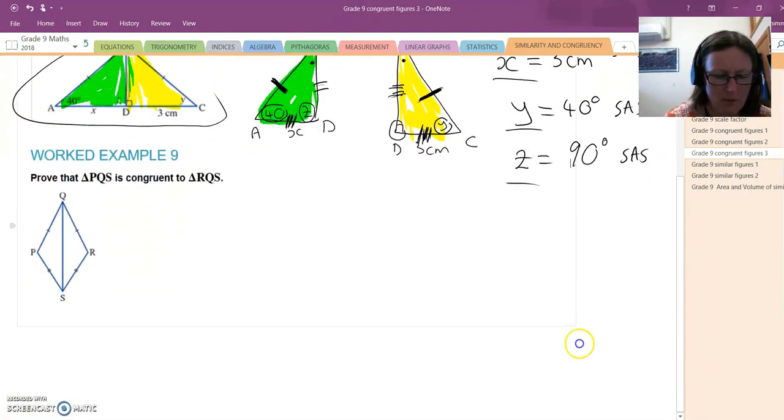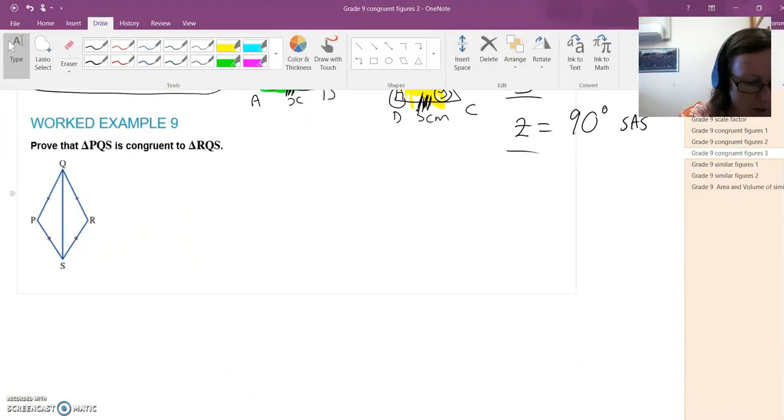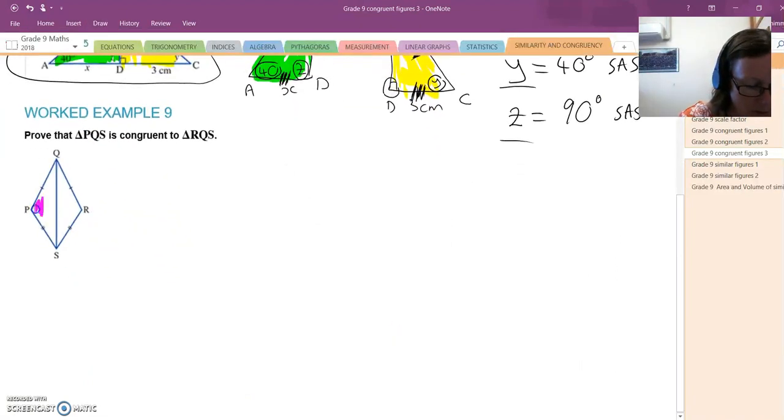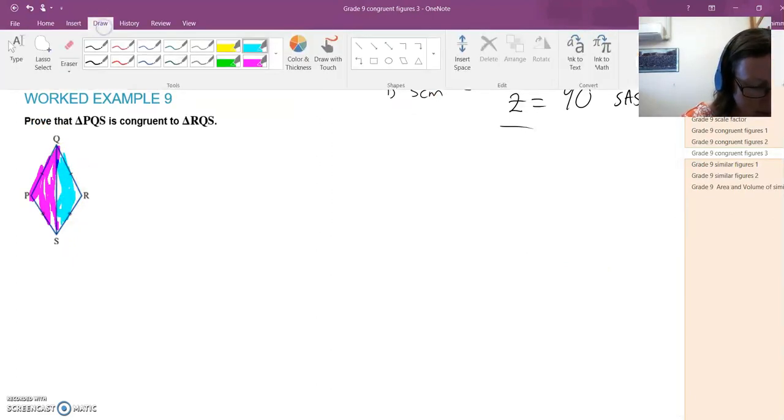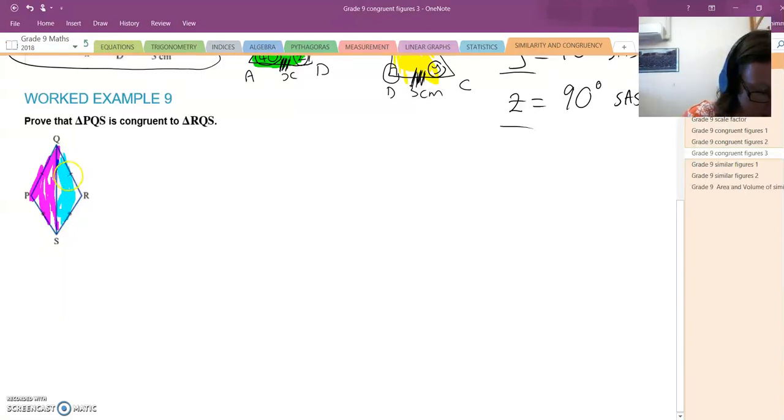Okay, our next worked example says to prove that these two triangles are congruent. In other words, to prove that triangle PQS is congruent to triangle RQS. Let's look at the information that we have. We are told that this side and this side are equal in length by the single slash. We're also told that this side has 2 slashes and this side has 2 slashes, so they must be equal in length. This side QS is involved in both triangles.